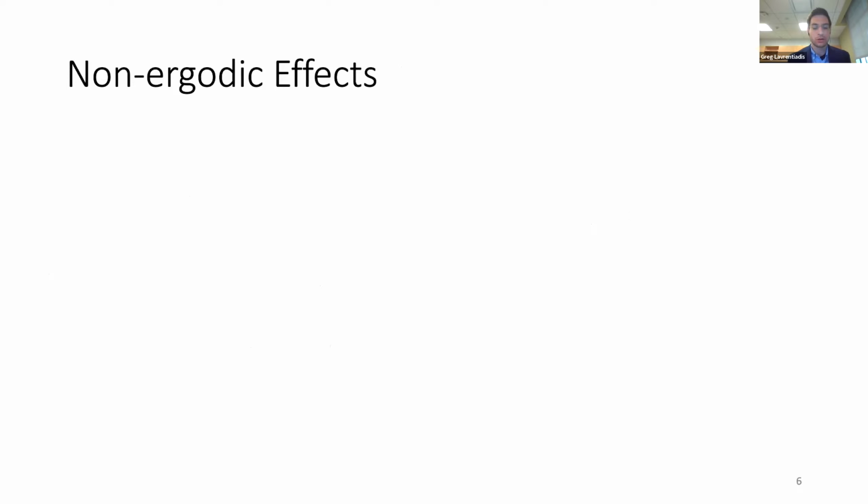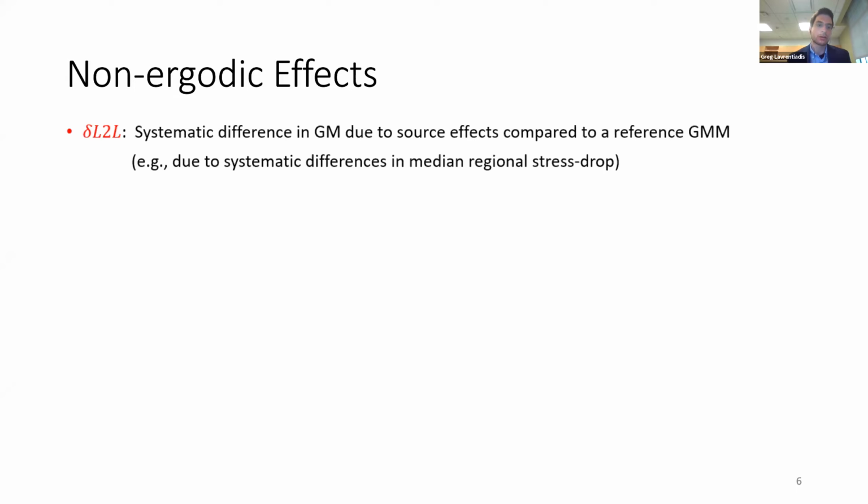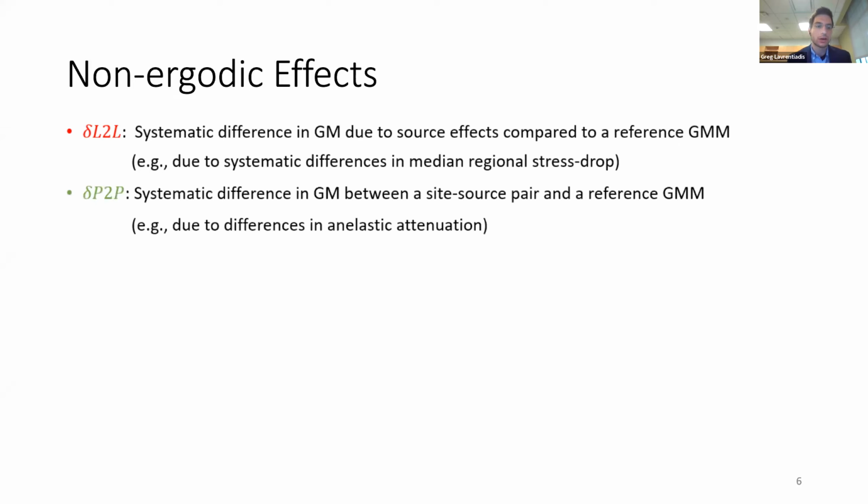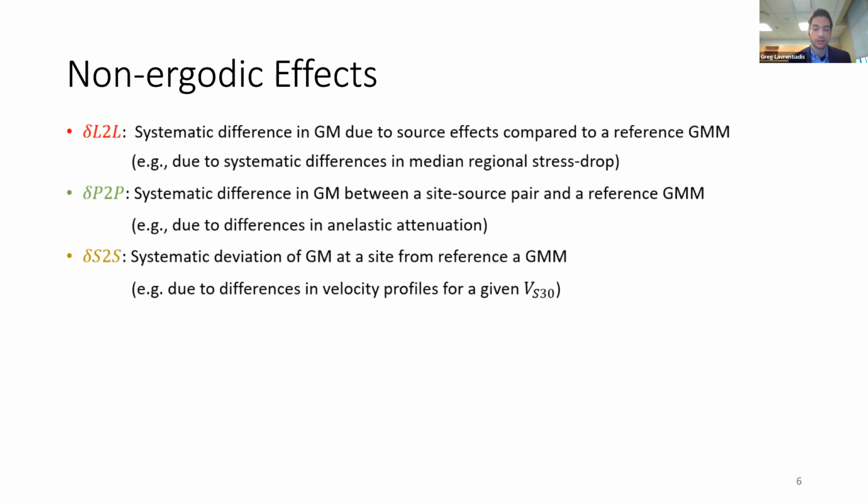In non-ergodic models, the systematic effects are grouped in three main categories. Those that are related to the source effects, and those can be systematic differences in the ground motion due to differences in the median stress drop between neighboring faults, systematic effects that are related to the path, and those may have to do with differences in the anelastic attenuation at different parts of the crust, and systematic differences in the site effects that have to do with the differences in site amplification between our site-specific velocity profile and the average velocity profile for the same VS30 value.